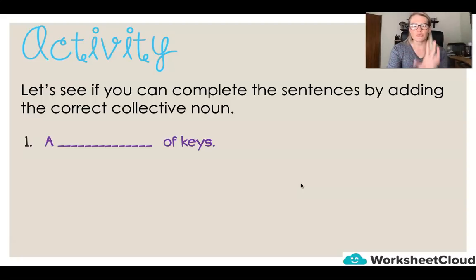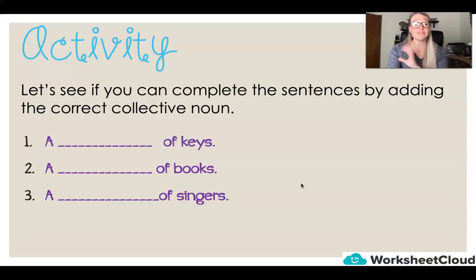Okay, again, write this down on your piece of paper because I'll reveal the answers in the next slide. Number 2, a what of books? Number 3, a what of singers? We have seen that one. Number 4, a what of bees? So if you have to think of a word to collectively group keys, books, singers, and bees, what would you use?